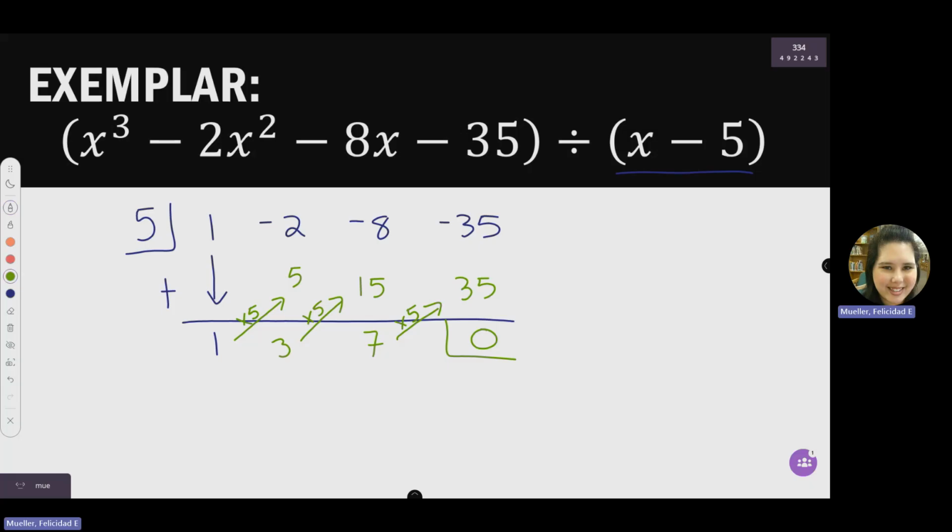So again, this is my remainder. I have no remainder. This is my constant term, my x term, my x squared term. So my answer for this question is going to be x squared plus 3x plus 7 is my final answer.